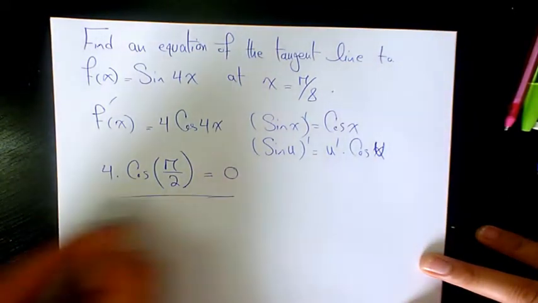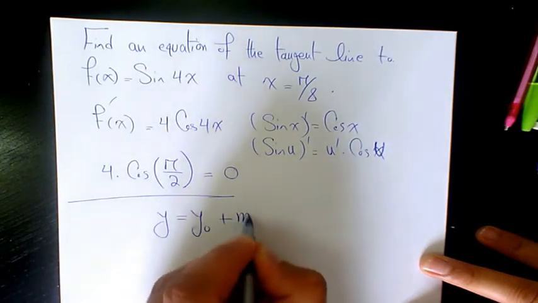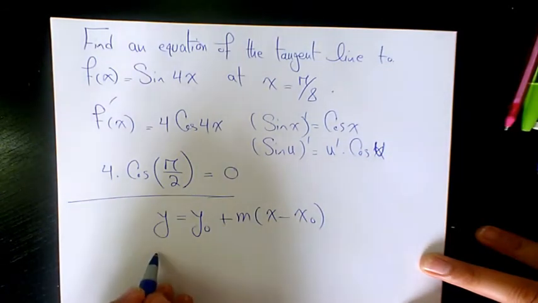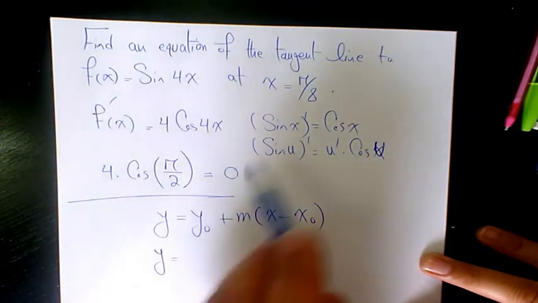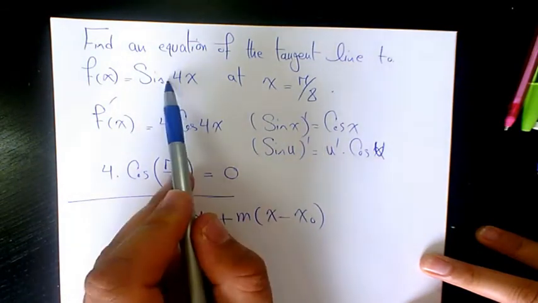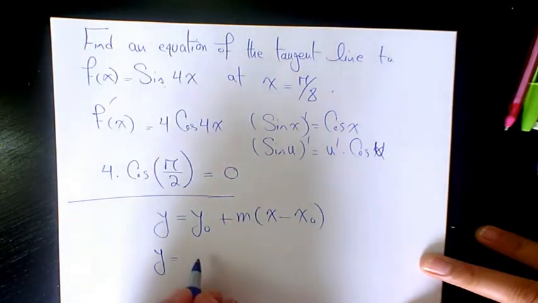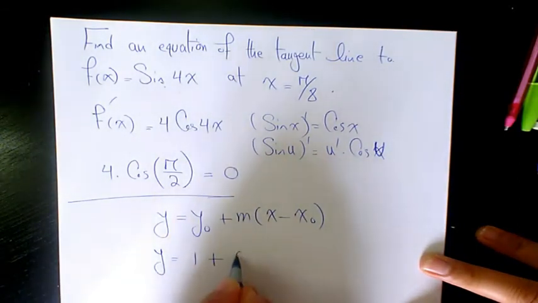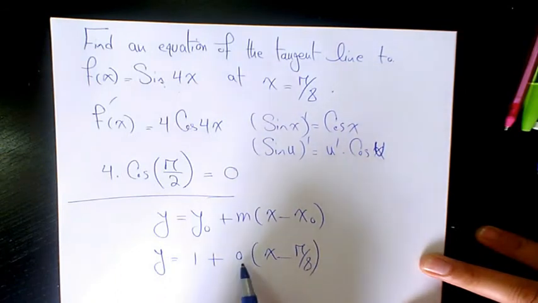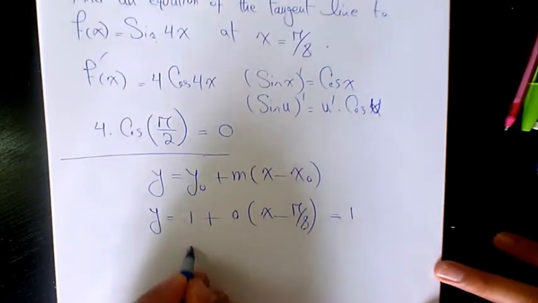So if you want to find the equation, y equals y naught plus m times x minus x naught. So y naught, we need to sub x naught into the original function. When you sub it in, it is going to be sine of pi over 2. Sine of pi over 2 is 1. So it's going to be 1 plus 0 times x minus pi over 8. Since 0 multiplies the bracket, the whole thing is going to be just 1.